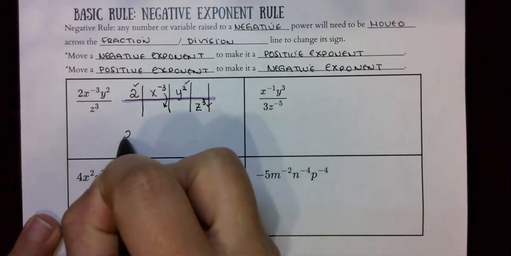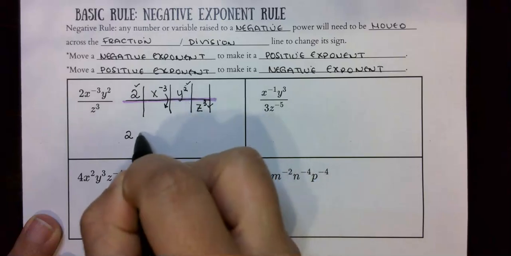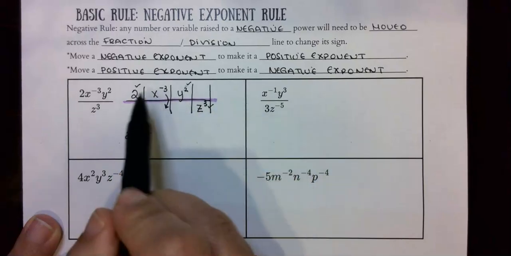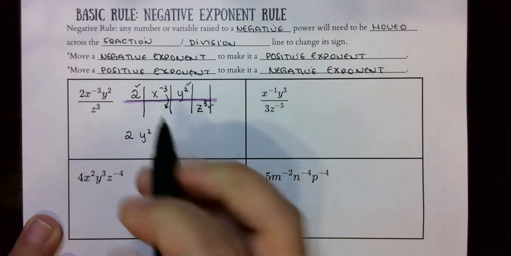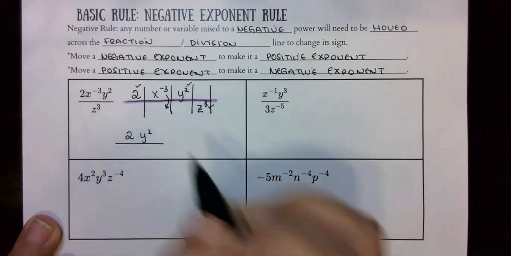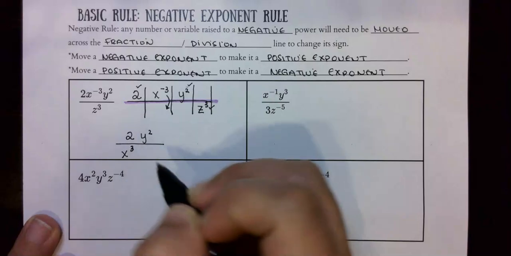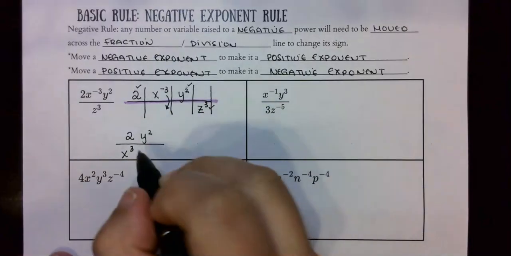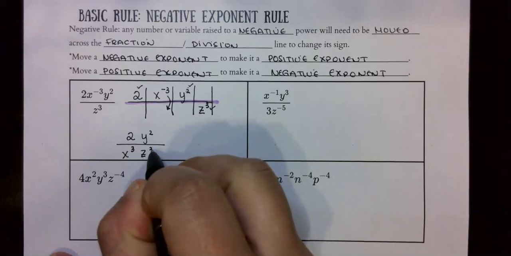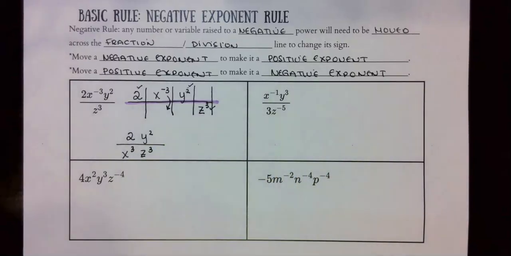So I'm going to say 2 and then y squared, because that's the only thing that gets to stay on top. I'm going to draw my division line. And because I'm moving this down, I'm going to say x to the positive 3. I have a z to the positive 3. And so this is going to be my final answer.